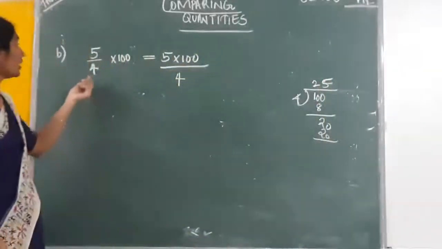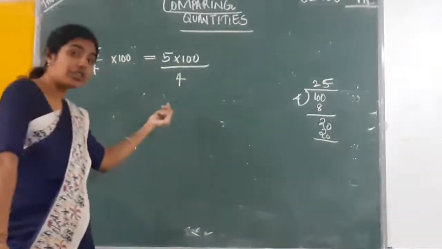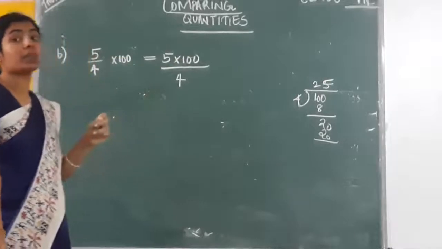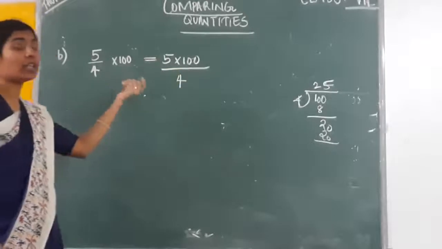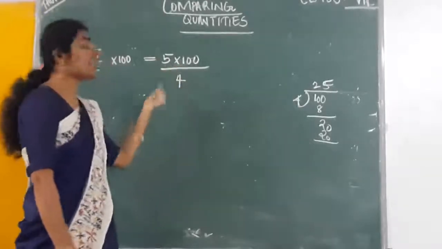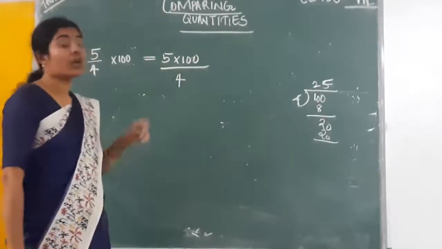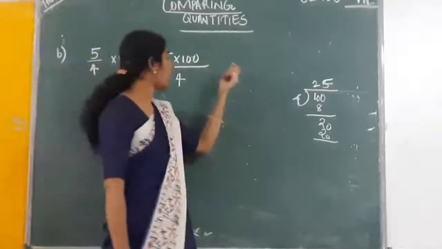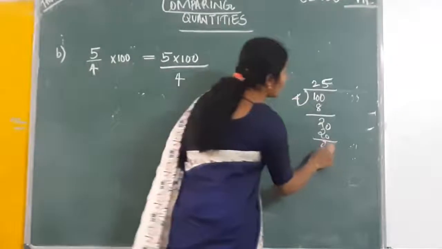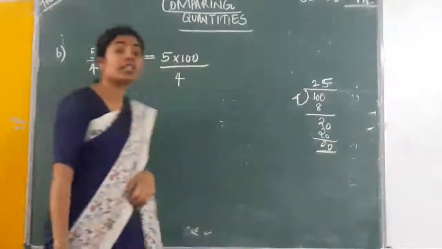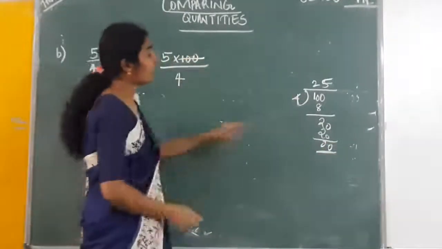25. See here, 5 by 4 into 100 you are getting. By using the multiplication rule, you can write 5 multiplied by 100 whole divided by 4. Now we see 100 and 4 both are in the 4 table. What is the reason? 100 you can divide by 4, you will get the remainder 0. Isn't it?